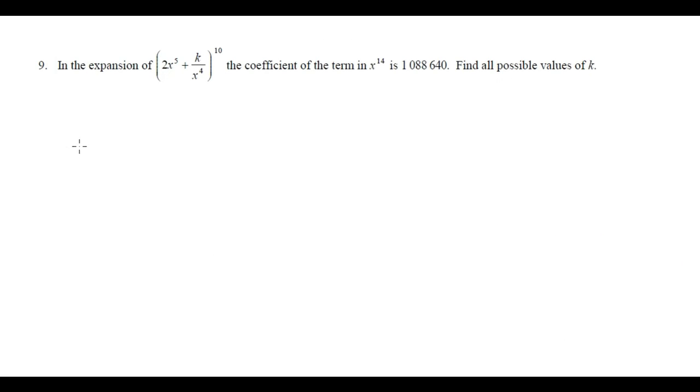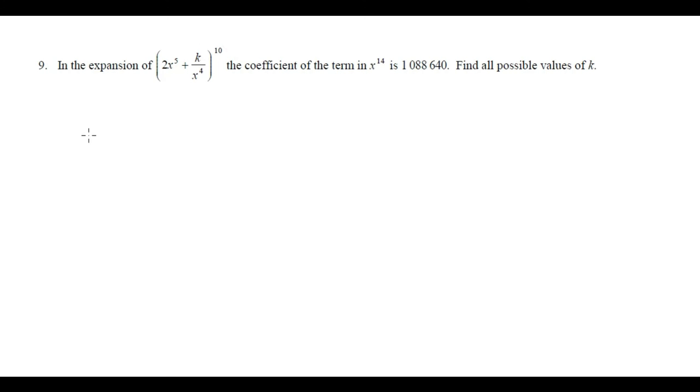Okay, and question number 9, very similar to question 8, except we have a messier binomial here, and also it's not entirely clear how we're going to get this magical x to the power 14 term, but we do know its coefficient is whatever that is, something a little over 1 million. So first things first, keep to the plan here.